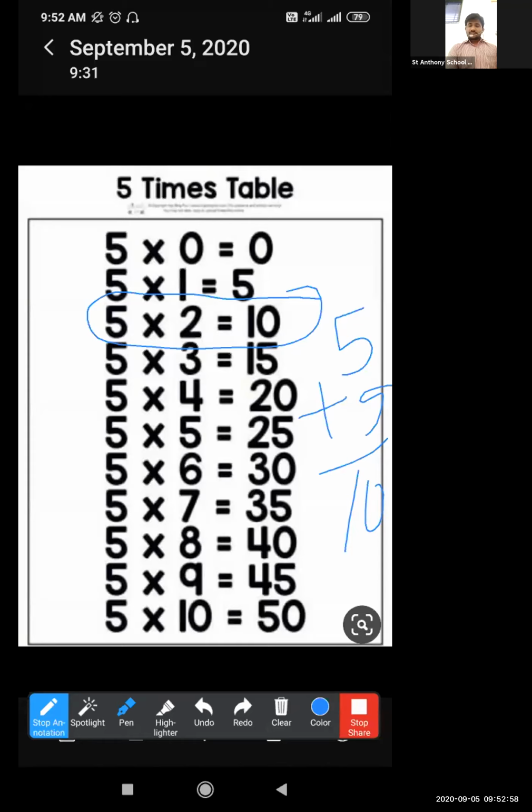5 into 3, or 5 multiplied by 3. What answer will you get? 5 into 3 is 15. 5 into 3 is equal to 15. 5 into 4 is equal to 20. If you add 5 four times, what answer will you get? 20.